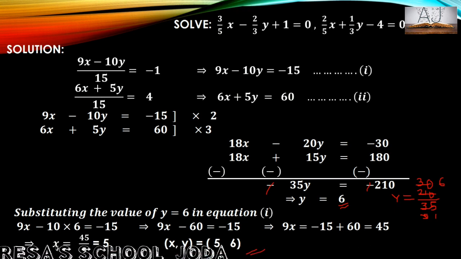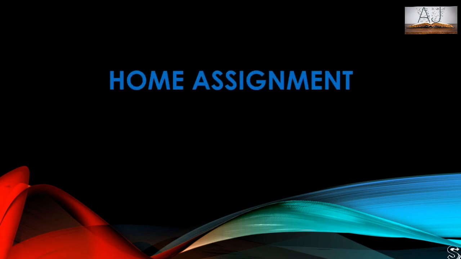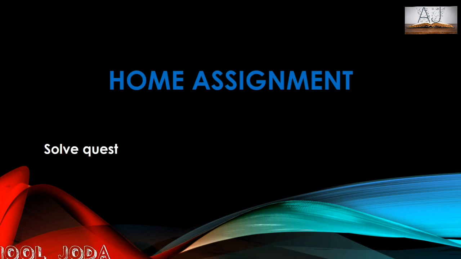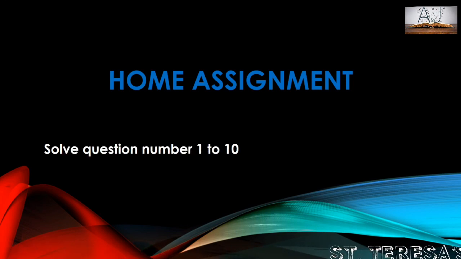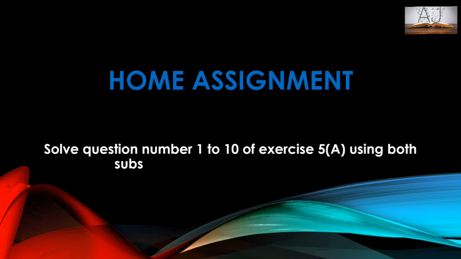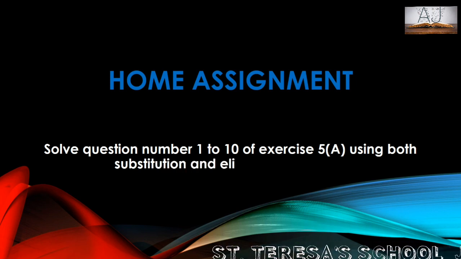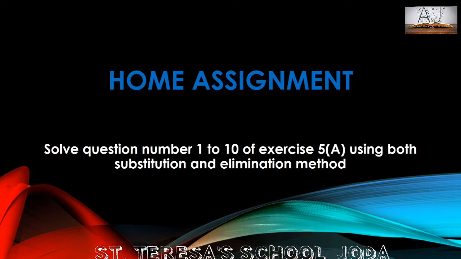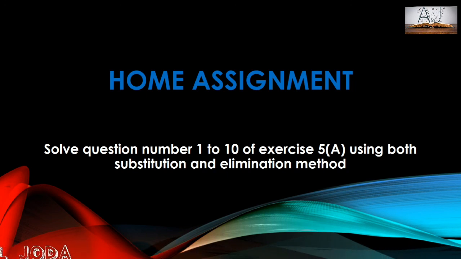Hope you have done it correctly. So we have seen this. Now let us have some home assignments. You have to do these assignments and submit them. You have to solve question numbers 1 to 10 of your first exercise, that is 5A, of this chapter. You have to use both the substitution and the elimination method. That means solve question numbers 1 to 10 first by the substitution method, and then again solve question numbers 1 to 10 by the elimination method also. By both methods you have to solve.